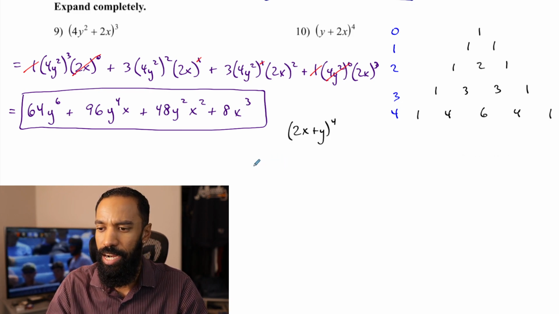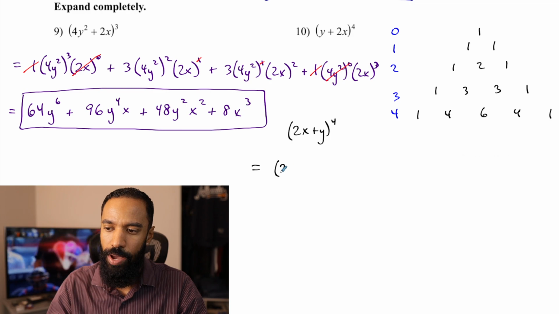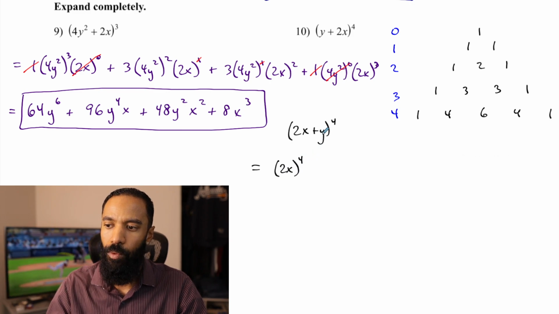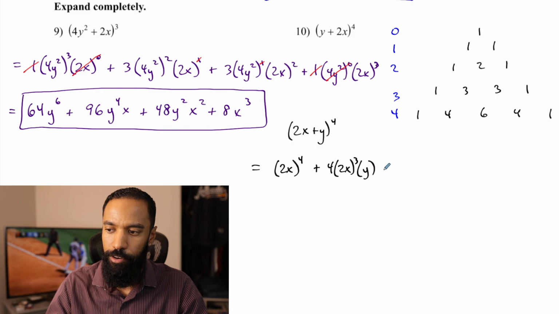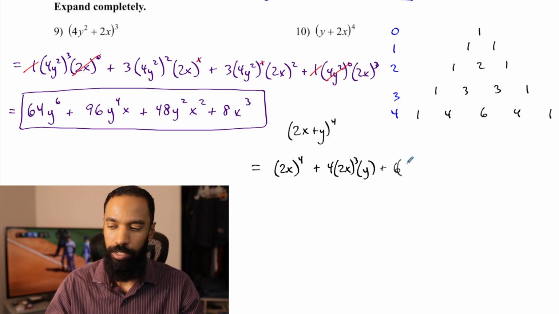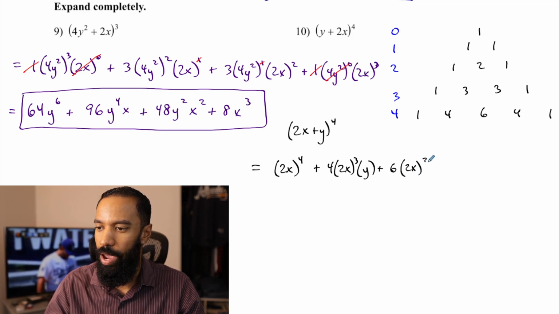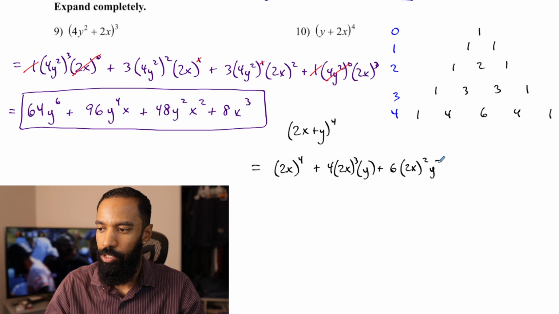So in the first one, and I said I would expedite this a little bit here. 1 I don't have to write, but 2x will be to the 4th power, and y will be to the 0 power. Plus, then 4 times 2x gets cubed, whereas y just gets raised to the 1st power. I'm just going to leave it like that. Plus 6. Oh my goodness. Color in the lines, Mr. Robinson. 2x gets squared. Y gets squared. I'll write y squared. That's good.